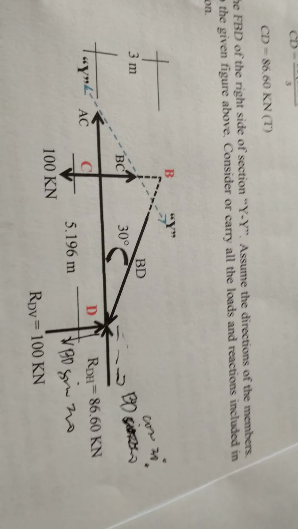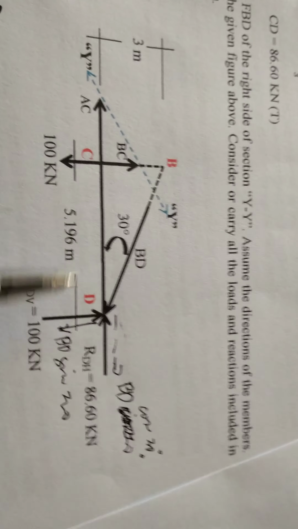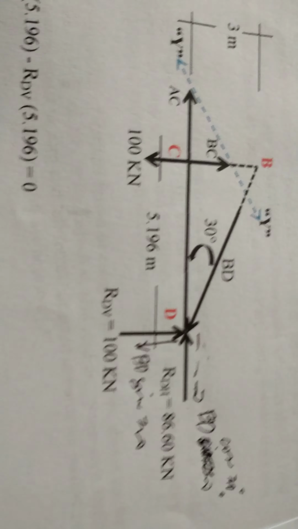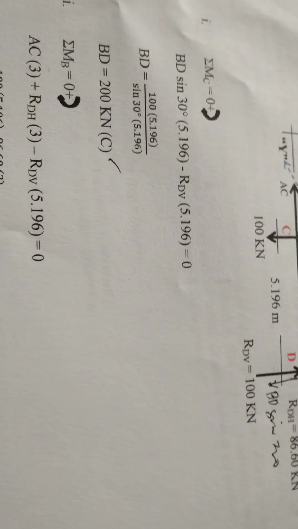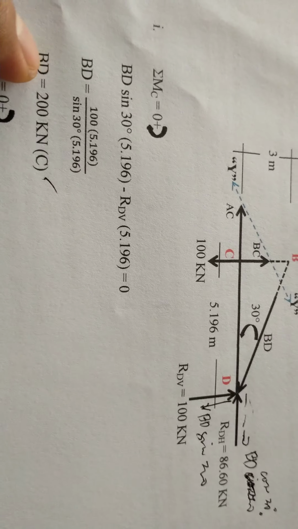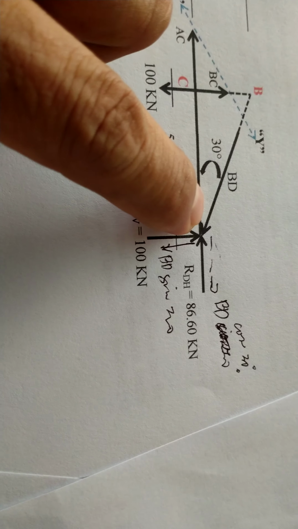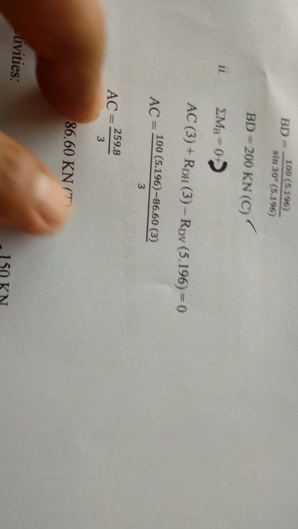So we have BD sine 30 degrees times the horizontal distance, which is 5.196, minus RDV, which has a moment arm from here that is also 5.196. Simplifying further, BD is 200 kilonewtons. We have a positive answer, so the assumption that BD is in compression, because it is going towards the joint, is correct. It is compression, which is why a C was placed there.